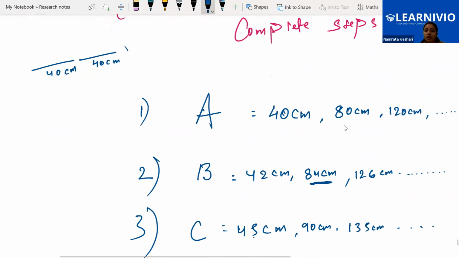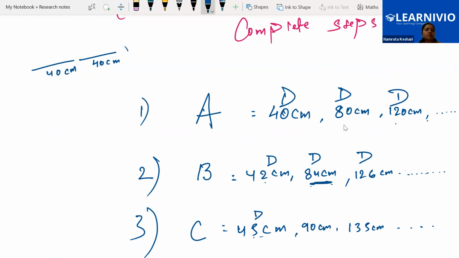The first time the distance is 40 centimeter. Next time the distance became total 80 centimeter. Next time the distance total became 120 centimeter. Similarly, the first time for Mr. B it is 42 centimeter. For the next time for Mr. B it is 84 centimeter. For the next time for Mr. B it is totally 126 centimeters. Similarly, it will keep on going in this pattern. For Mr. C also, we have written the same thing. First time the distance is just 45 centimeter. Next time the total distance became 90. Next time the total distance became 135.